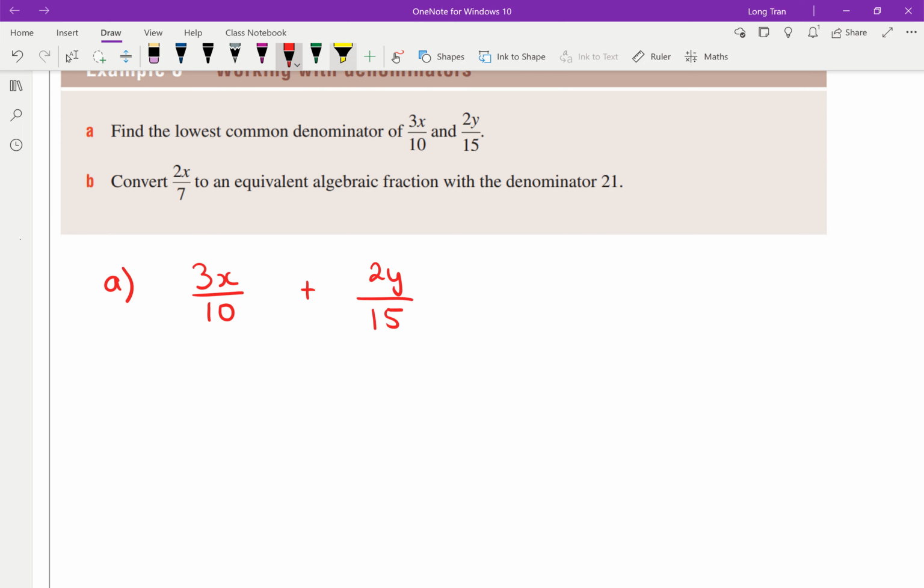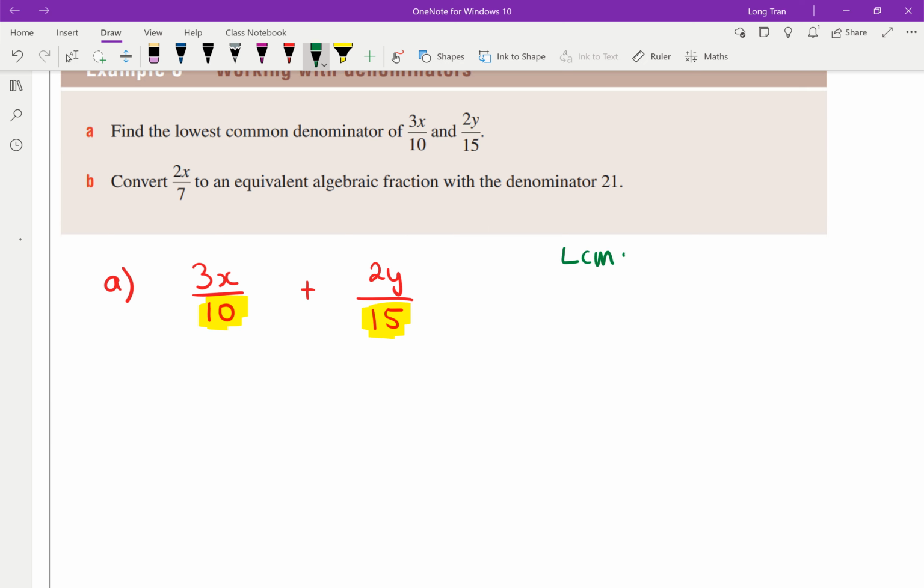So in this case here, to add these two together, they first say find the lowest common denominator. So you can see 10 and 15, they're not the same type of fractions. One is tenths and the other one is 15ths. So we need to find the lowest common multiple. How do we do that?